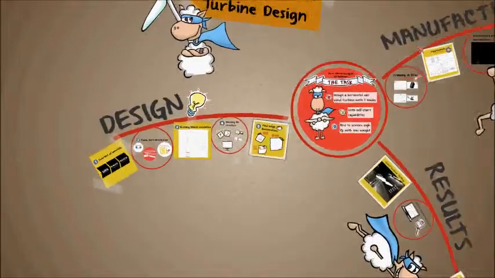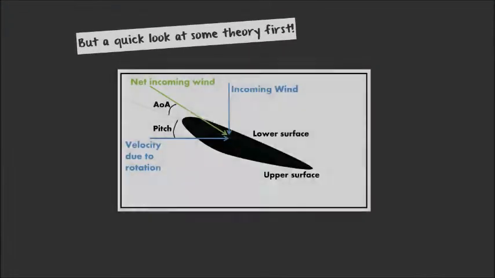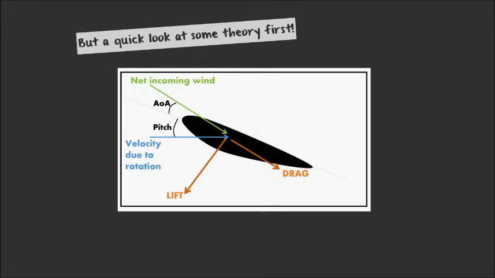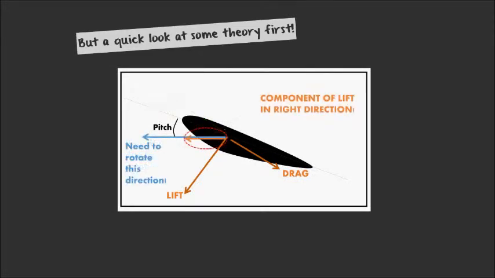Let's first look at the design, but before that, some theory. A wind turbine works when its lower surface faces the incoming wind. With the induced velocity due to rotation, we have the net wind striking the airfoil at an angle of attack. Hence, lift and drag is created as shown. To keep rotating, we need to maximize the component of lift in the right direction. Hence, good wind turbine airfoils must have high lift over drag ratios.